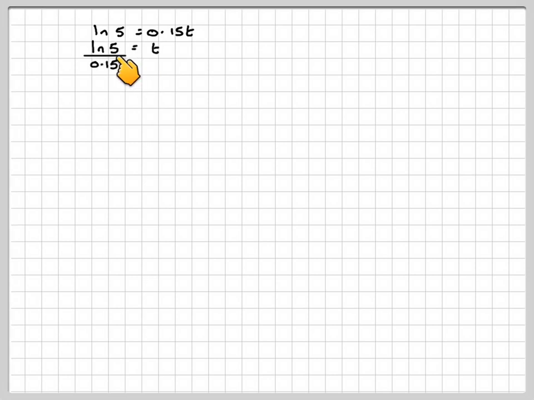Therefore t is ln 5 divided by 0.15, which we work out on our calculator. t will be equal to 10.7 weeks. So therefore, after 11 weeks, the colony will go over 5,000.